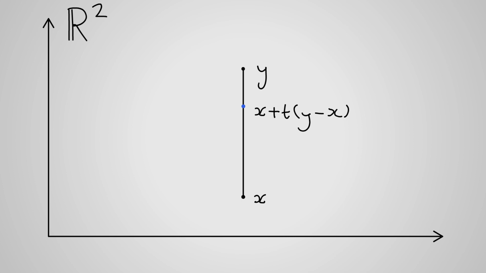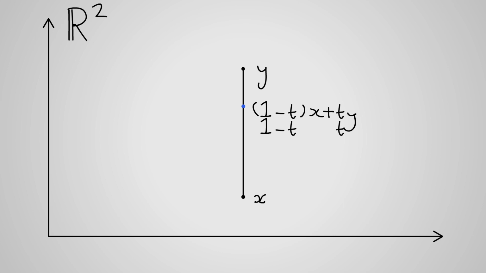So the points on the line segment are those that can be written as x plus t times (y minus x), where t is some real number between 0 and 1, inclusive. Rearranging, the line segment is those points (1 minus t)x plus ty.